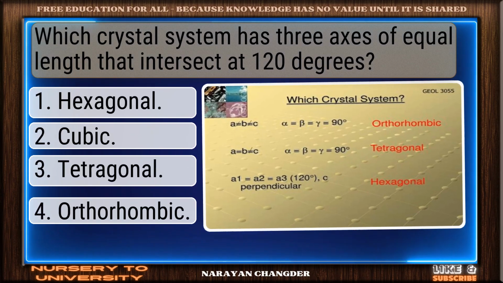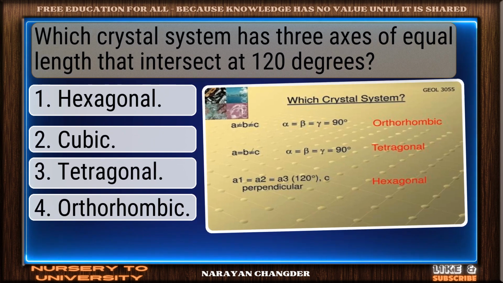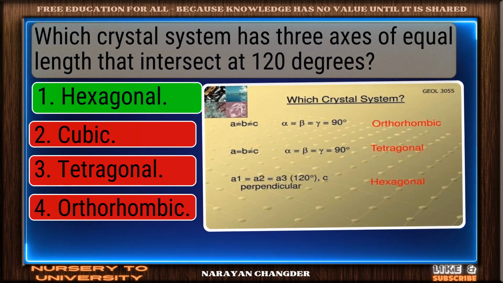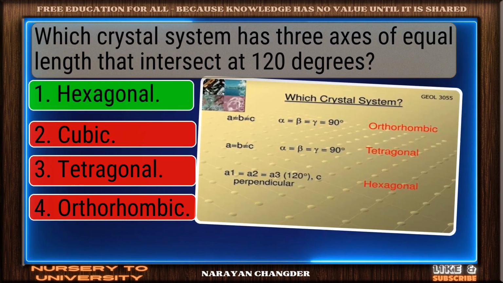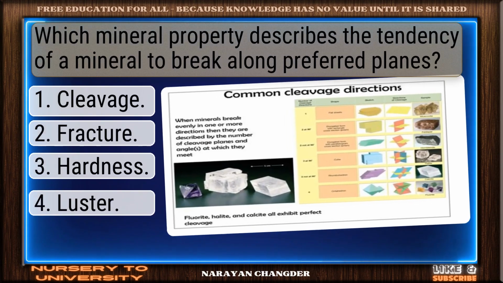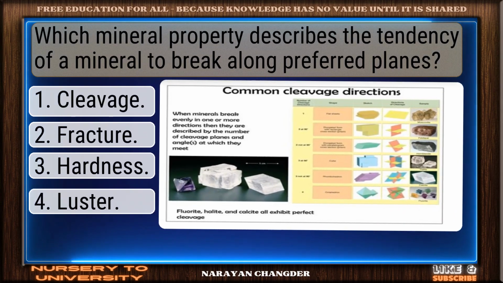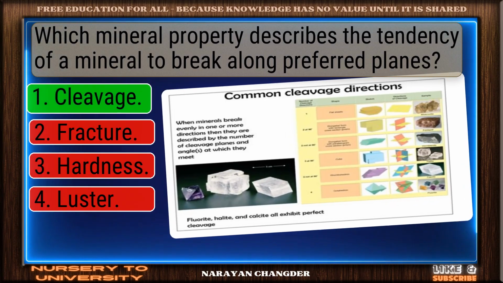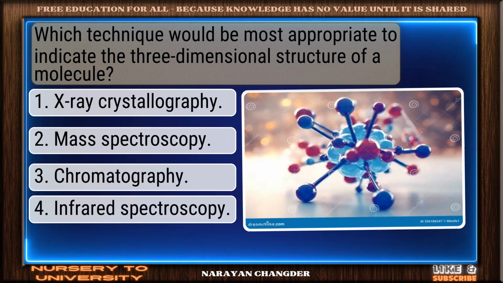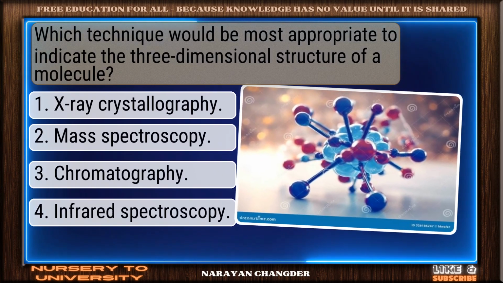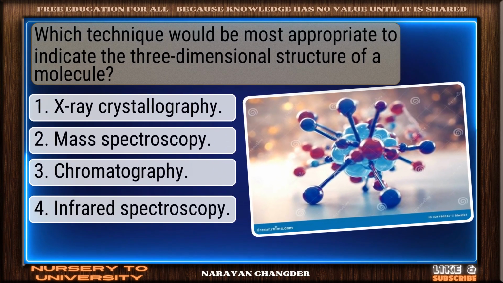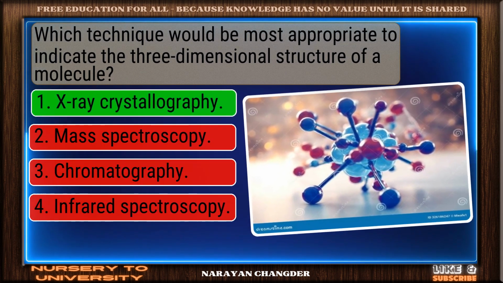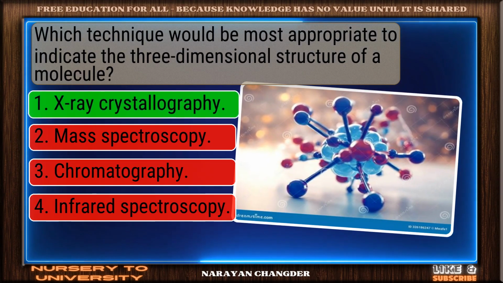Which crystal system has 3 axes of equal length that intersect at 120 degrees? Right again. Hexagonal is a valid answer. Which mineral property describes the tendency of a mineral to break along preferred planes? Sharp thinking. Cleavage is the right choice. Which technique would be most appropriate to indicate the three-dimensional structure of a molecule? You chose X-ray crystallography, and it is correct.